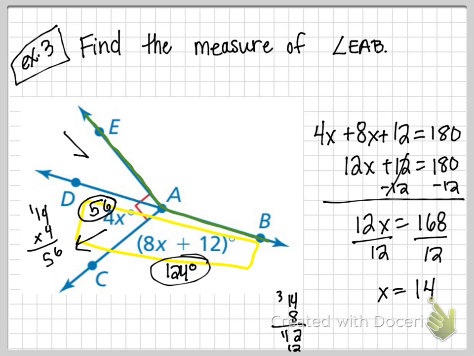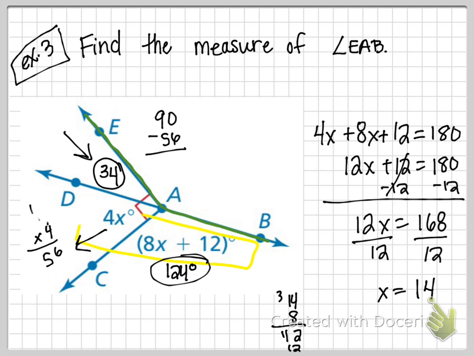Can we solve for this angle? Yeah, because we know 56, and it's a right angle, so 34. 34, because we know that 90 minus that 56 will give us 34.